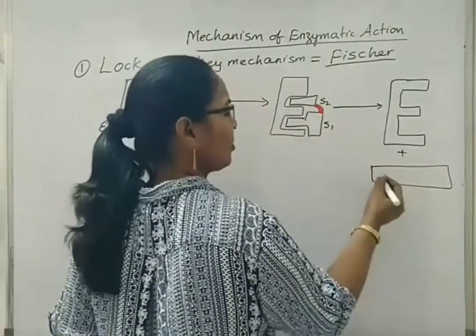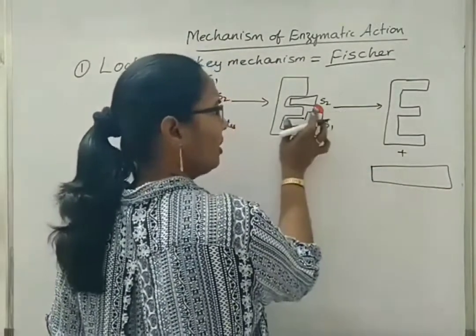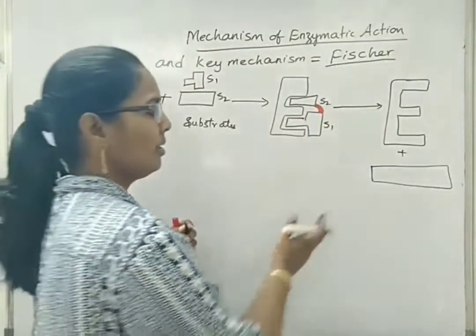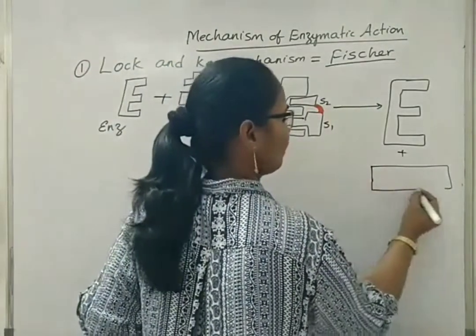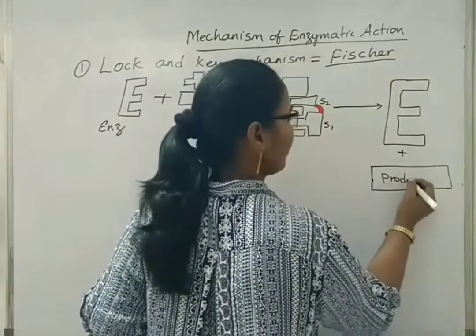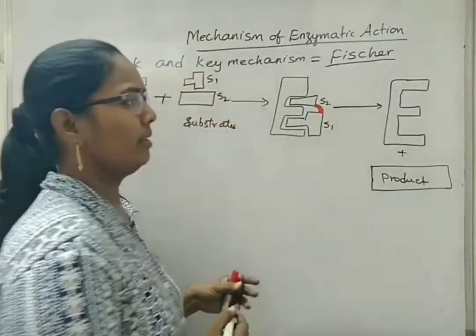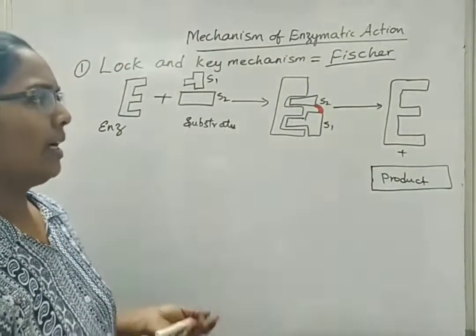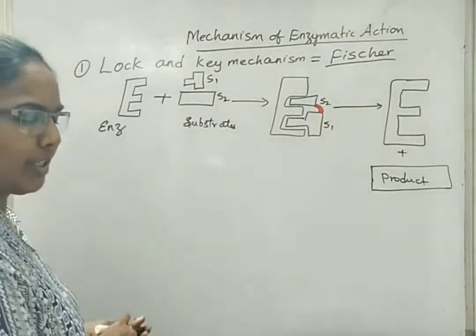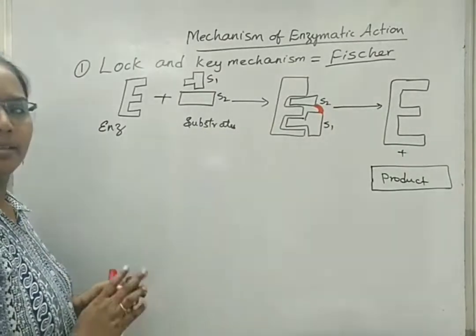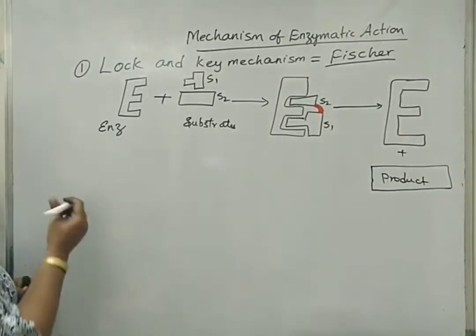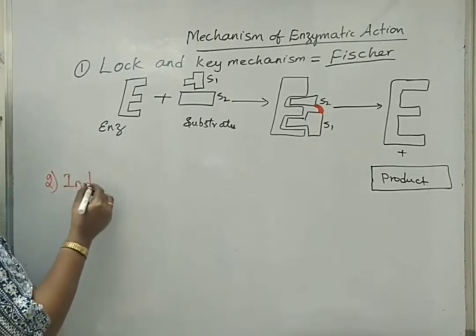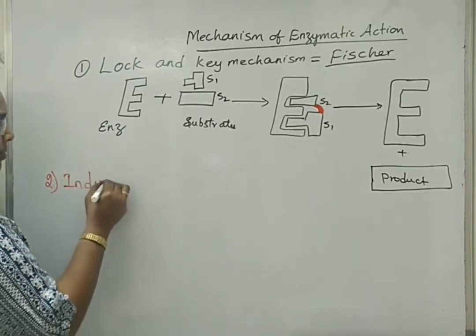There is no existence of substrate 1 and substrate 2 now, because a bond is responsible for converting their physical form into products. So this will be the product. Now the enzyme is ready again to bind with other substrates and re-involve in the reactions. This was explained by Fischer. Next, the second mechanism is the induced fit model given by Koshland.